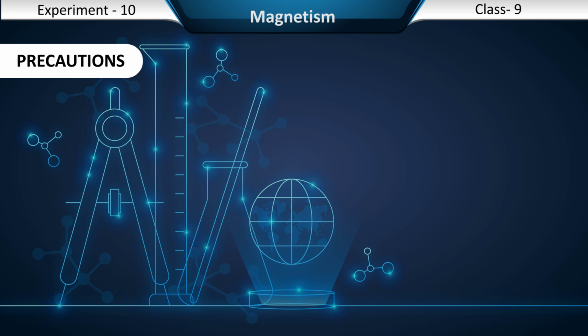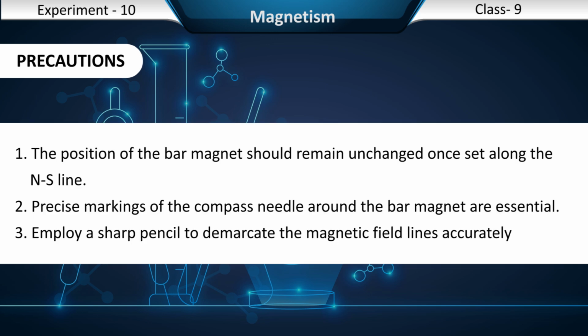Precautions. 1. The position of the bar magnet should remain unchanged once set along the NS line. 2. Precise markings of the compass needle around the bar magnet are essential. 3. Employ a sharp pencil to demarcate the magnetic field lines accurately.